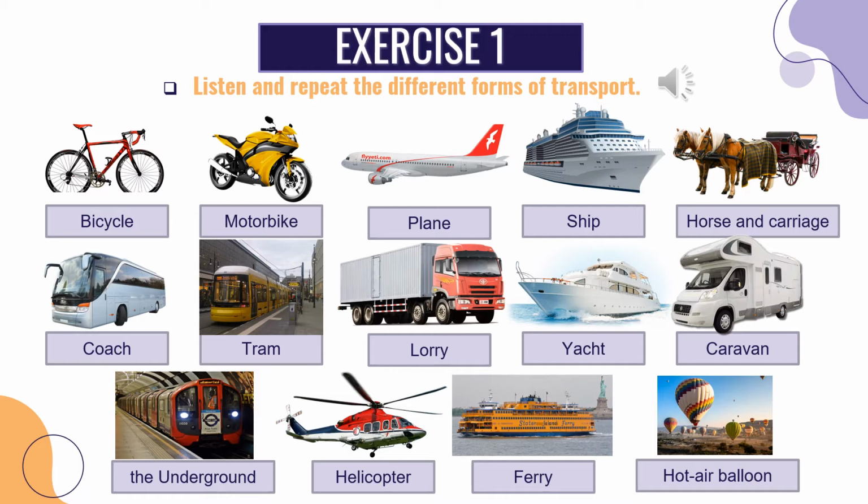Let's start. Unit 7. Vocabulary and Speaking. Transport. Exercise 1. Bicycle, motorbike, plane, ship, horse and carriage, coach, tram, lorry, yacht, caravan, the underground, helicopter, ferry, hot air balloon.